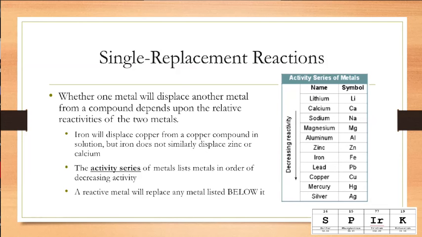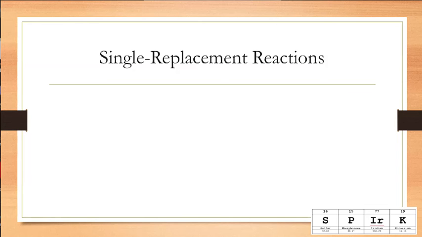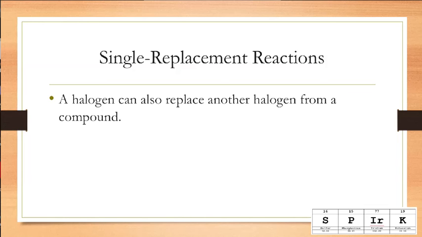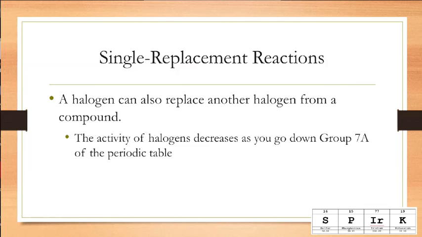So if we look, magnesium will replace lead, but lead will not replace magnesium. A halogen can also replace another halogen from a compound, which we just saw 2 slides ago with chlorine replacing bromine. The activity of halogens decreases as you go down group 7A on the periodic table.